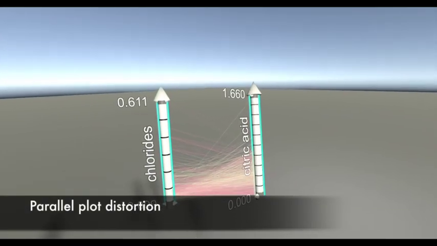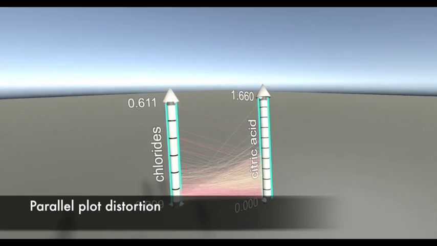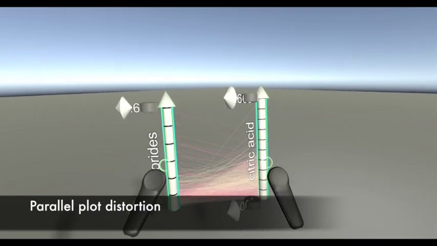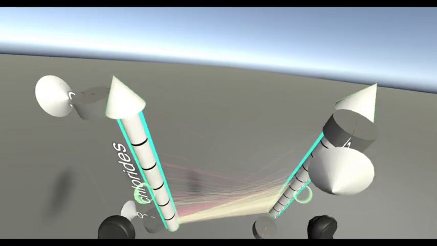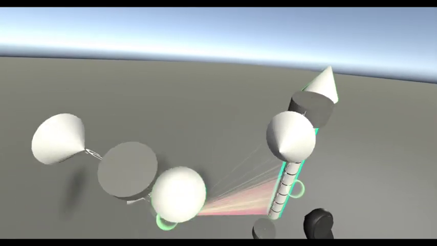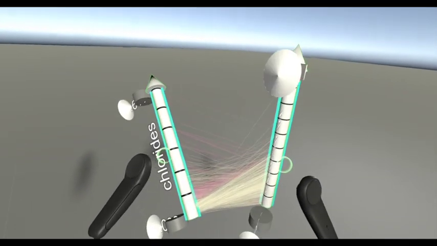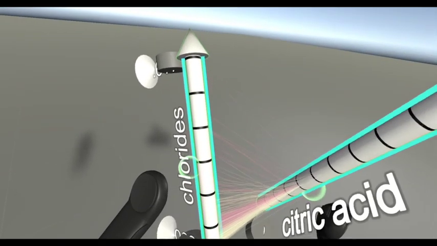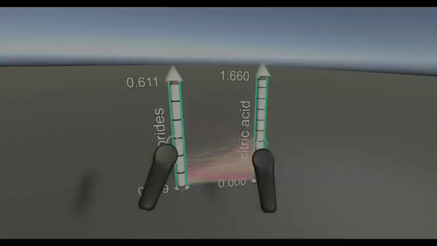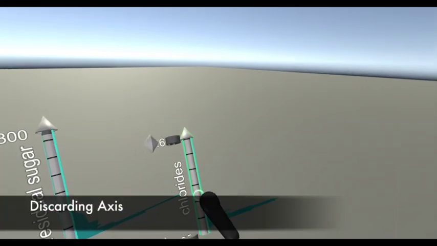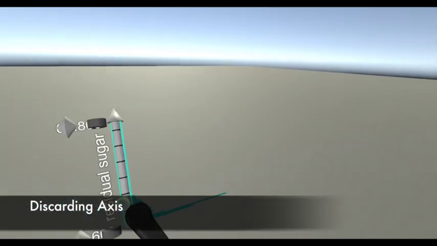Occlusion is a common issue in understanding PCPs. ImAxes users can alleviate this issue by twisting the axes of the plot, distorting the visualization, and thereby revealing structure through motion and stereo depth perception. Axes can be discarded by simply throwing them away.